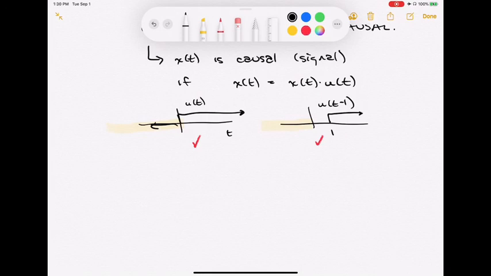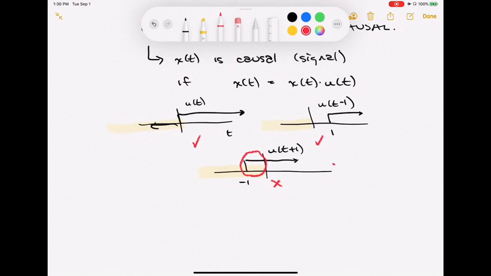If, instead of delaying it, I advanced it and took a look at what that looked like, I might do something like this. This is u of t plus 1. Now we see this guy starting at minus 1. Looking over negative time, this guy has some non-zero content to the left of the origin. It is not a causal signal. It is a non-causal signal. You can further see that because if I multiply this guy by a unit step, the whole thing ends up looking just like a unit step, which does not look like that left-shifted version of it. So it's pretty easy to test on these guys.